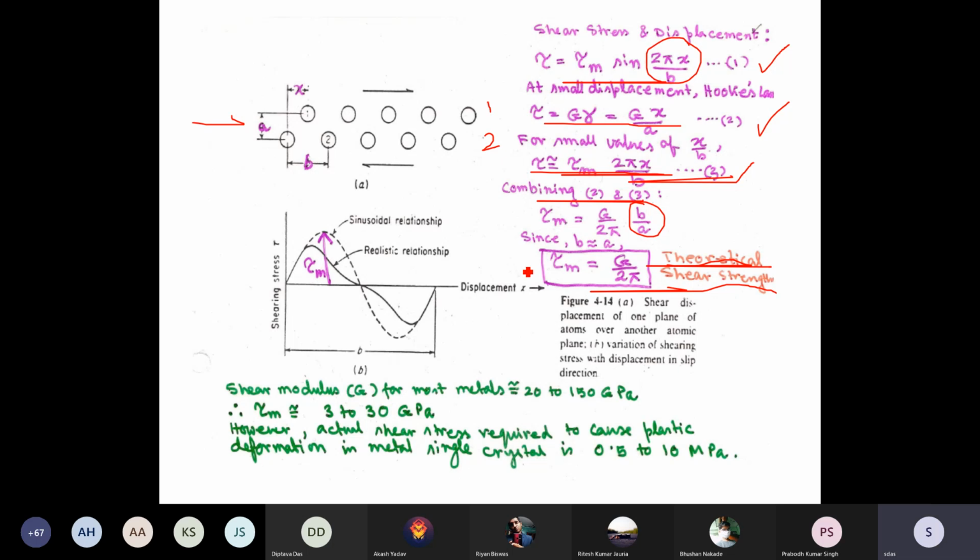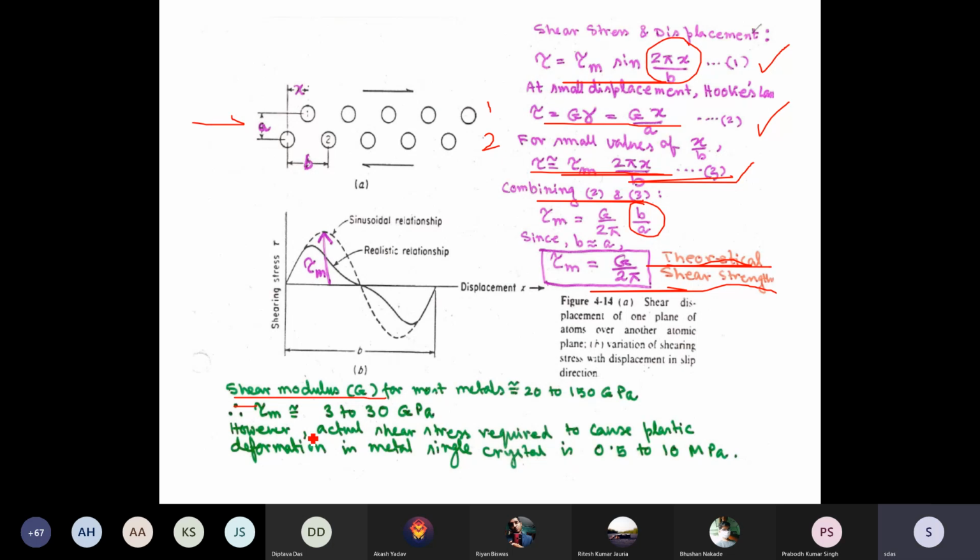The shear modulus, G, for most metals varies from 20 to 150 gigapascal. However, the tau max is more or less 3 to 30 gigapascal.